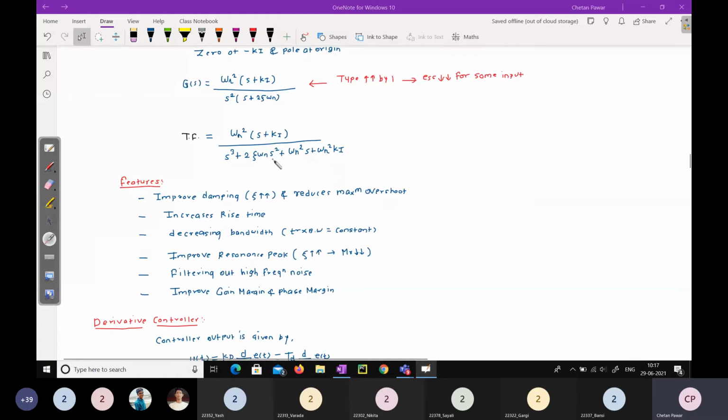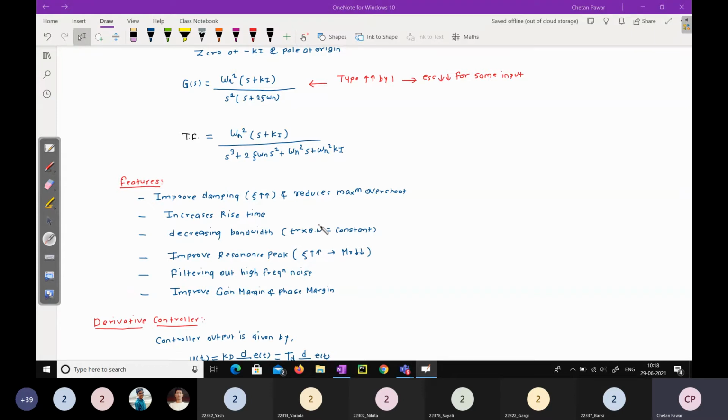Similarly, damping also will increase here. If the damping is increased, Mp, the maximum peak overshoot, will decrease. Similarly, rise time will increase. Now, the product of rise time and bandwidth is a constant. If rise time increases, the bandwidth of the system will decrease.